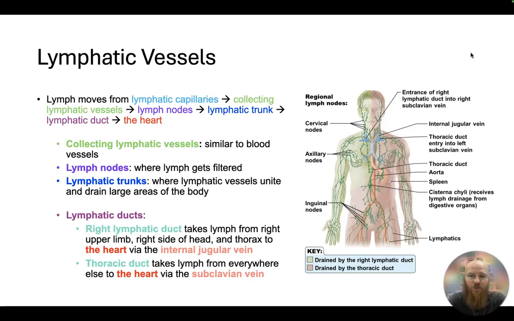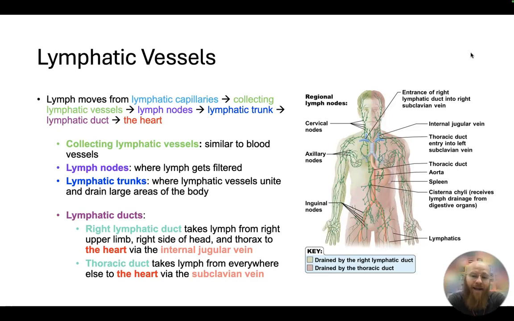It's going to hit these little checkpoints called lymph nodes. This is just where that fluid gets filtered. All right, so each of those little nodes are just little checkpoint filters to further filter the fluid as it is about to return to circulation. And then it will ultimately arrive at the lymphatic trunks. These are just basically where they unite to now drain large areas of the body. And then they will ultimately arrive at one of two lymphatic ducts based on where they're coming from.